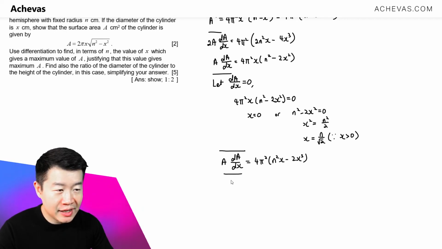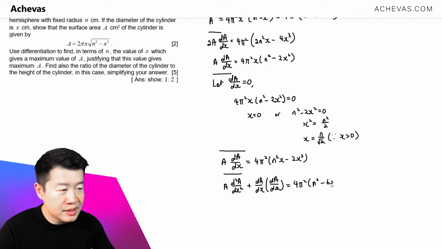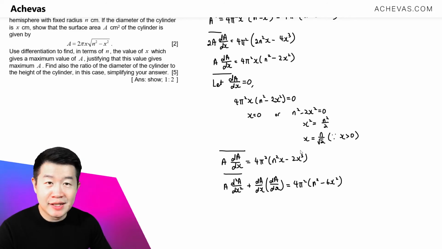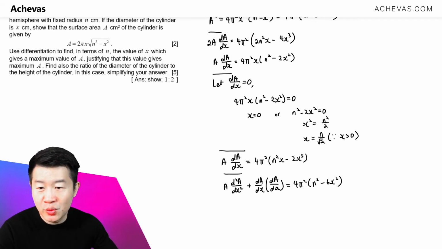And if I were to differentiate this again, I will have d²A/dx² plus, since we are doing a product rule, we will have differentiating A with respect to x, dA/dx, then multiply by, this term is going to remain the same. So we have this. This is equal to 4π² of n² minus 6x². And we are going to try to test what is the sign of d²A/dx² when x is equal to n over square root of 2.